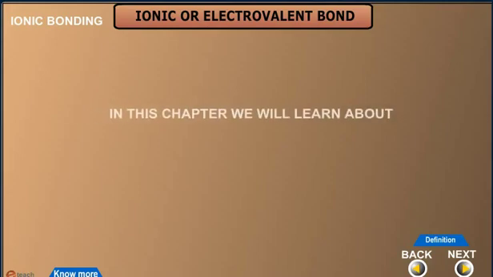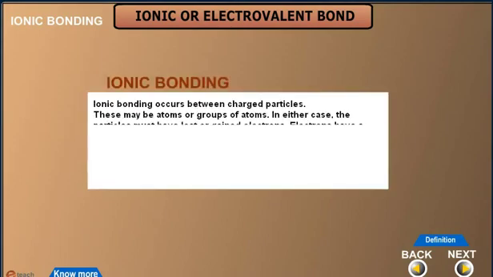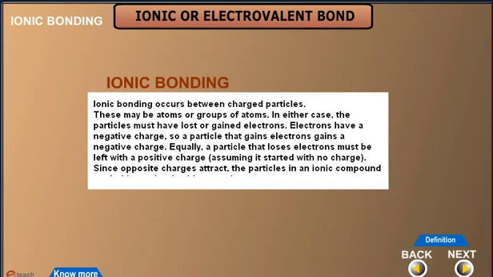Now, we will study about ionic bonding. Ionic bonding occurs between charged particles. These may be atoms or group of atoms. In either case, the particles must have lost or gained electrons.